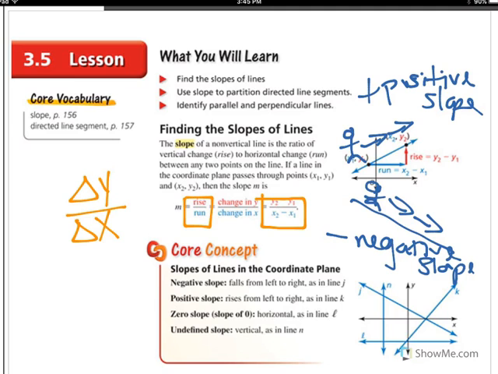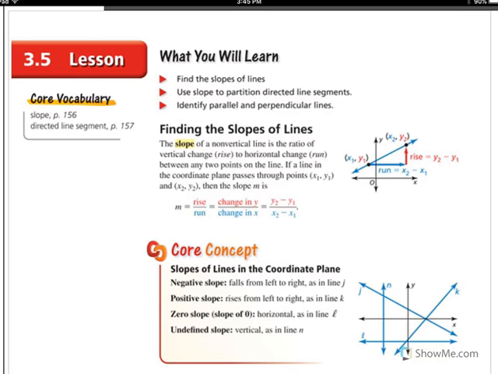A zero slope would be like if our dude was walking on our line, and he's not walking up or down, he's just walking straight across. That hill has no slope. Okay, and then an undefined slope would be if we had our guy and he was trying to walk up a vertical line. It would look like this, and this guy is just going to run straight into the wall. He can't really go up, so that's undefined.